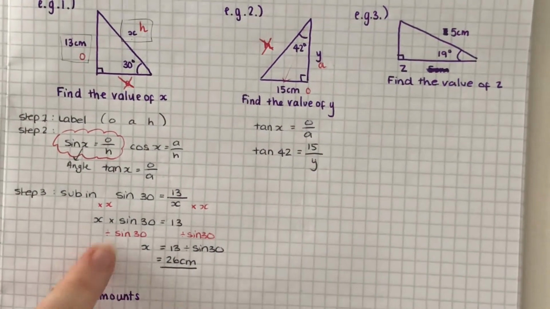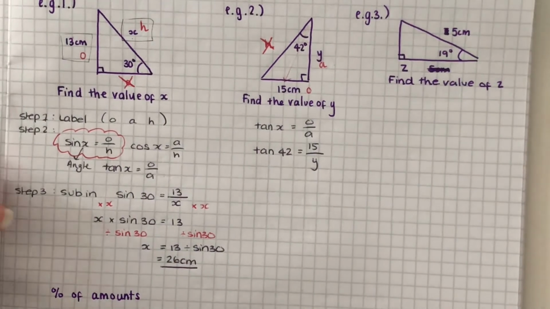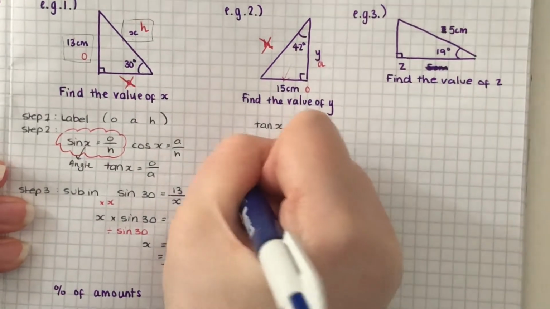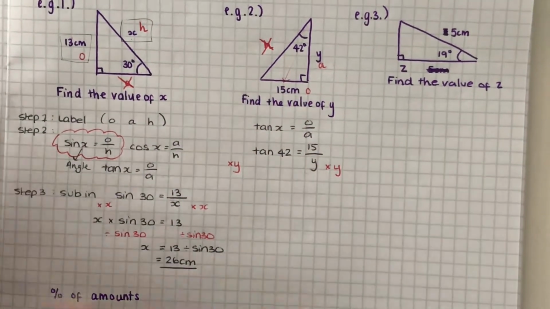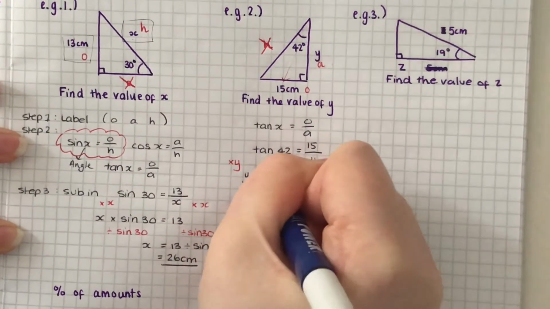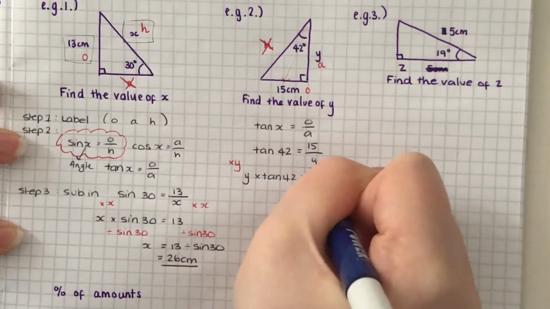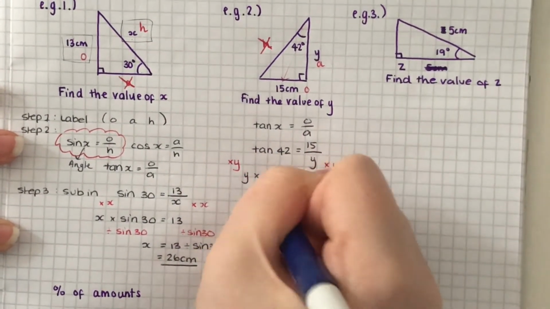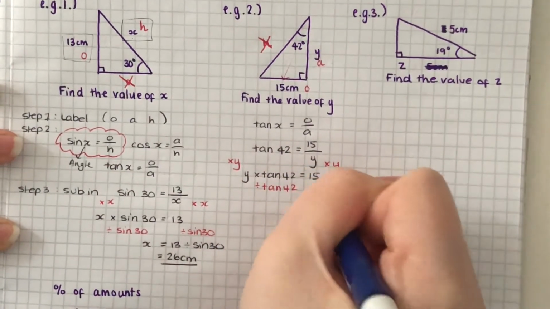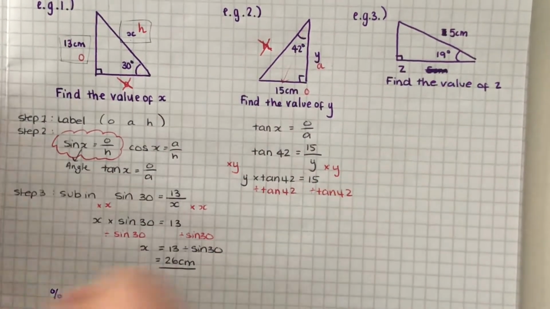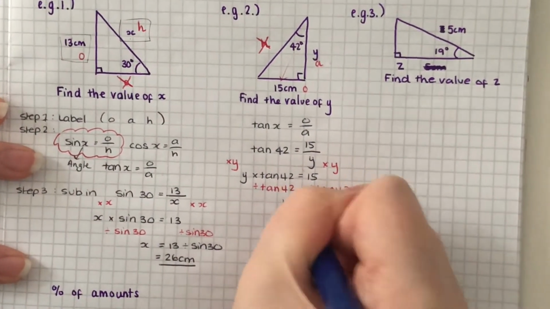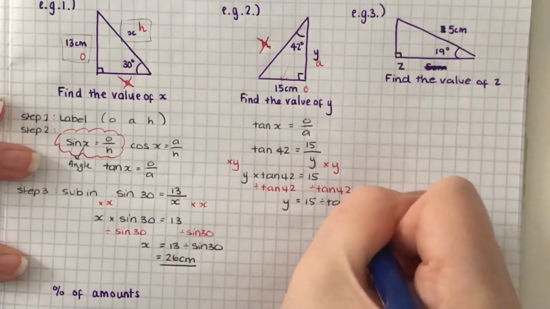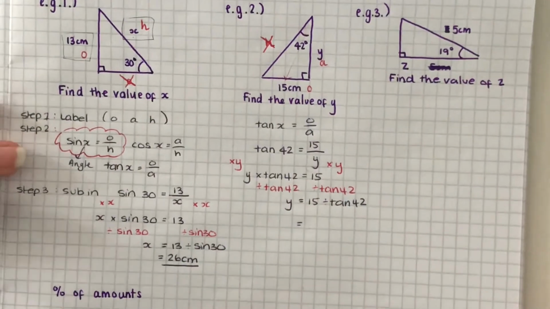So this one's going to be just the same method as the first one. Okay, so the first thing we do is we try and get rid of the fraction. So we multiply by whatever's on the bottom, which in this case is Y. So then we get Y times tan 42 equals 15. Now we can't multiply those together. So what we then do is we divide both sides by tan 42. Okay, so then we're left with Y on the left hand side, which is what we want. And this side we get 15 divided by tan 42, which we then just type into a calculator.